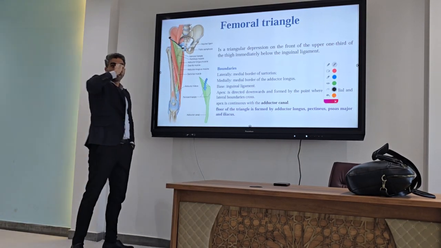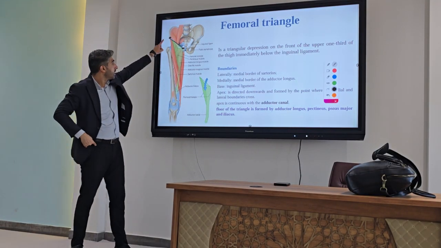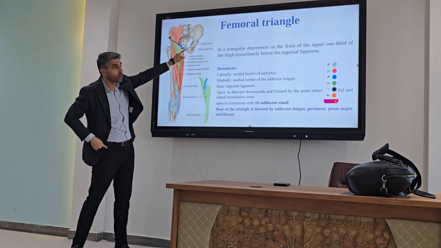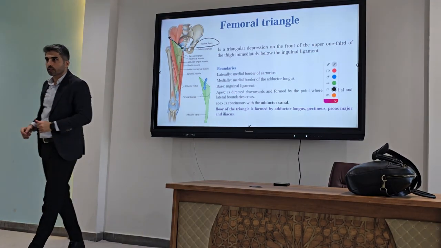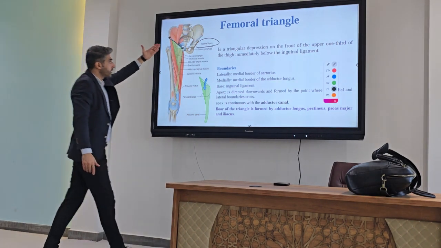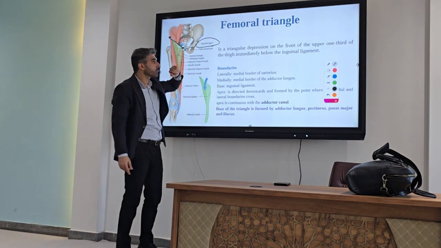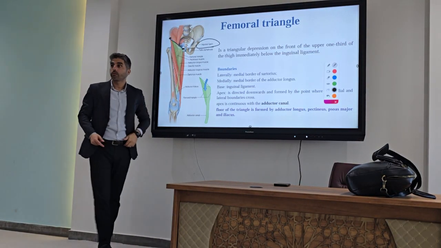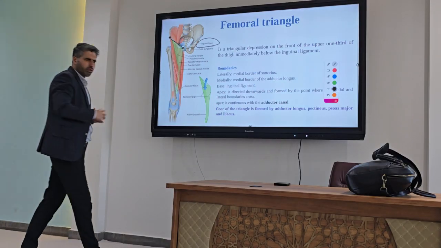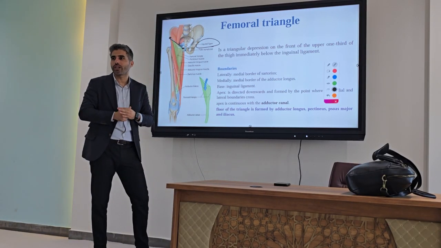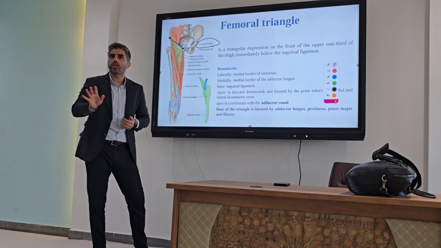Between the anterior superior iliac spine here and the pubic tubercle here on the pubis, we have a ligament. So this ligament between the anterior superior iliac spine and the pubic tubercle, the name of this ligament is the inguinal ligament. This ligament is very important.